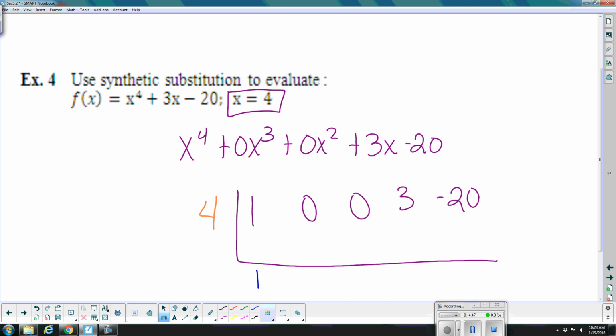So I'm first going to bring down my leading coefficient. Then I'm going to multiply 4 by 1, which is 4, and then add 0 plus 4, which is 4. Then I'm going to multiply 4 times 4, which is 16, and then add. Then I'm going to multiply 4 times 16, which is 64. Then I'm going to add to get 67, and then multiply 4 times 67, which is 268.